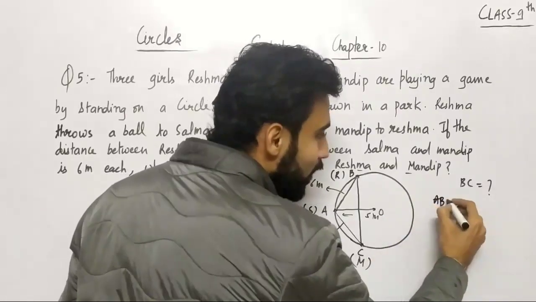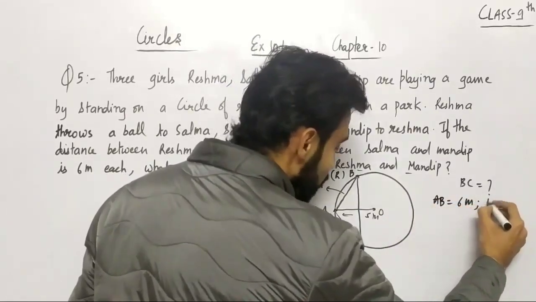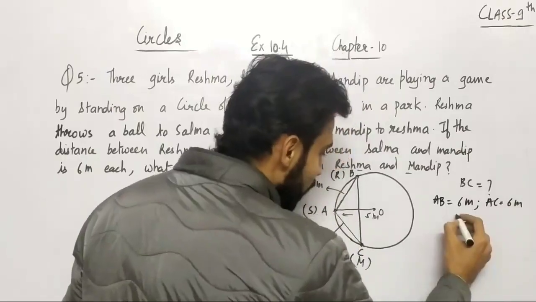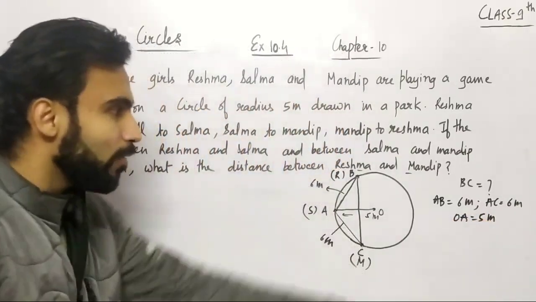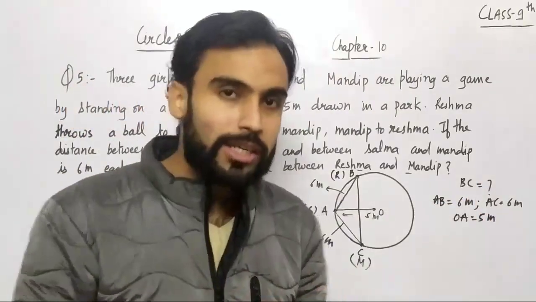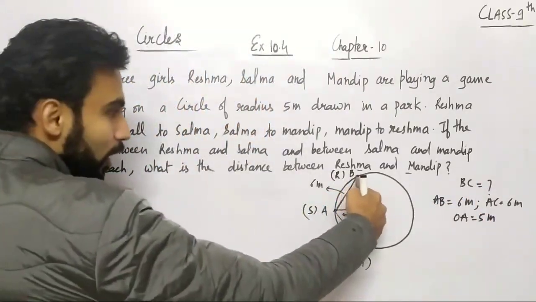So यहाँ पे AB का डिस्टेंस है, that is 6 मीटर. Then you can see AC का डिस्टेंस है 6 मीटर. Then OA, which is the radius of the circle, that is 5 meters, and we have to find out BC. So हम स्टार्ट करते हैं इस क्वेश्चन को. कैसे हम ये डिस्टेंस फाइंड आउट करेंगे?